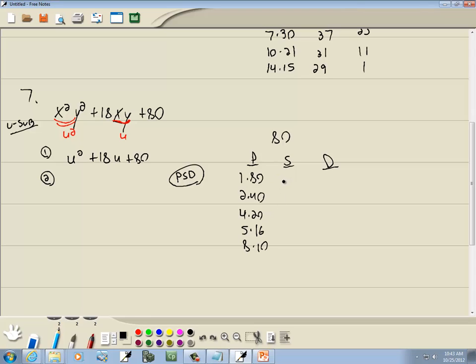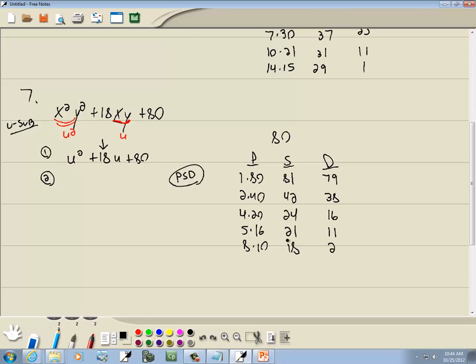Add them. 1 plus 80 is 81. 2 plus 40 is 42. 4 plus 20 is 24. 5 plus 16 is 21. 8 plus 10 is 18. Subtract them. 80 minus 1 is 79. 40 minus 2 is 38. 20 minus 4 is 16. 16 minus 5 is 11. 10 minus 8 is 2.